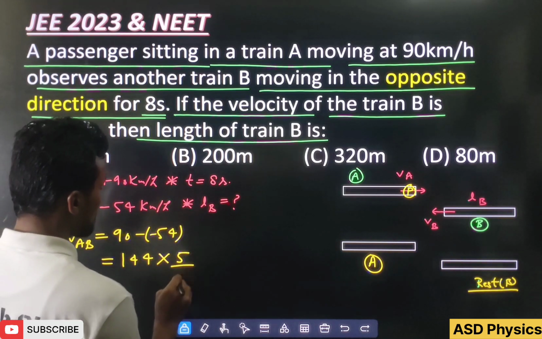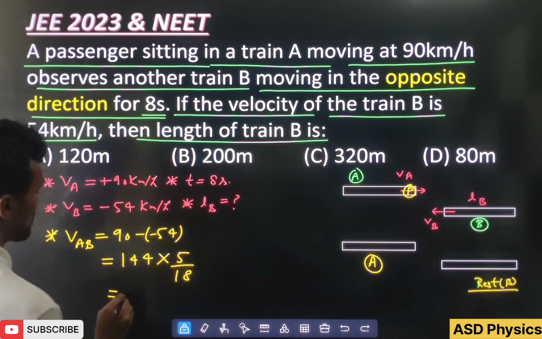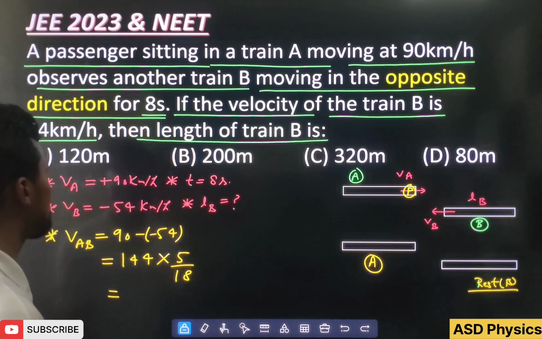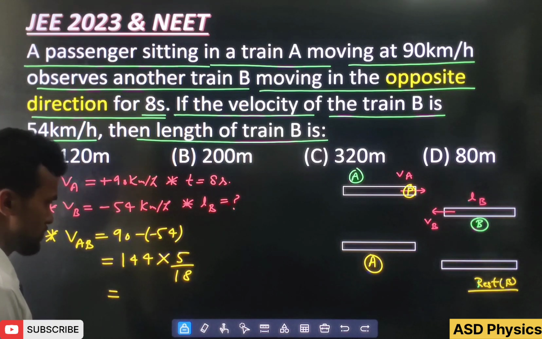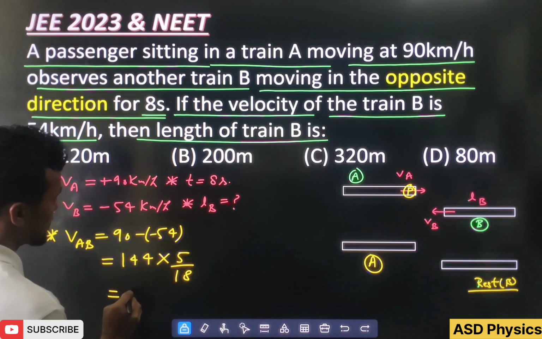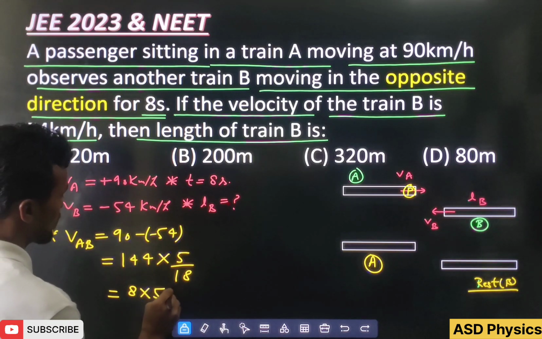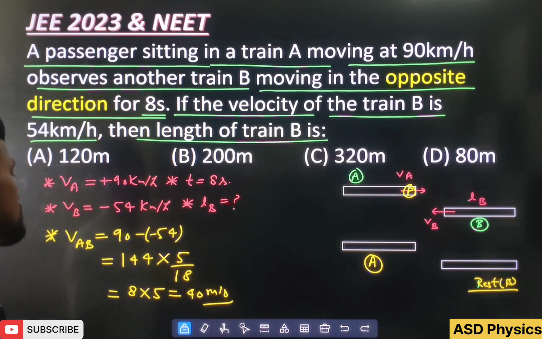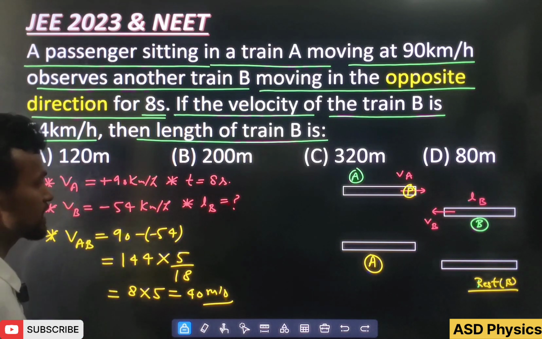Convert into meter per second, because the answer is in meters, so multiply by 5 by 18. Here 144 by 18 comes to 8, so 8 into 5. It will come 40 meter per second. Correct, only 40 meter per second.